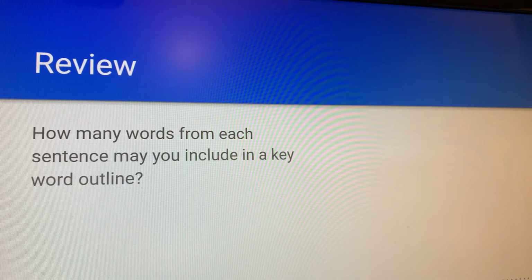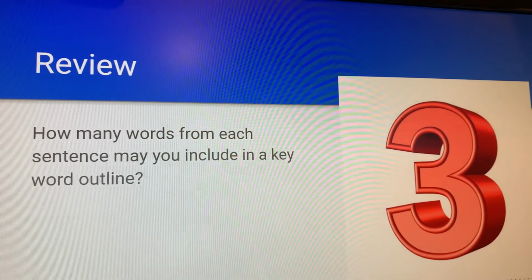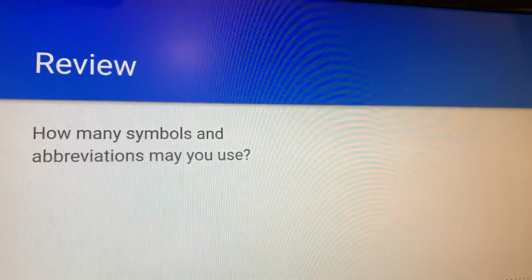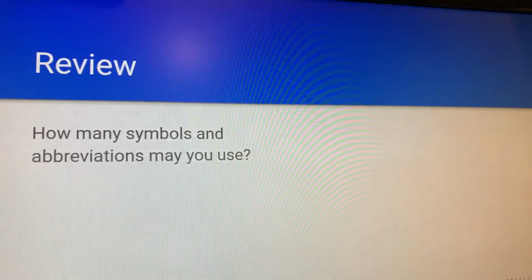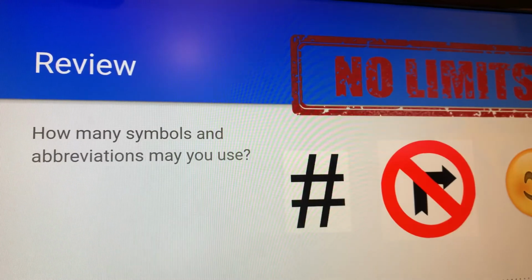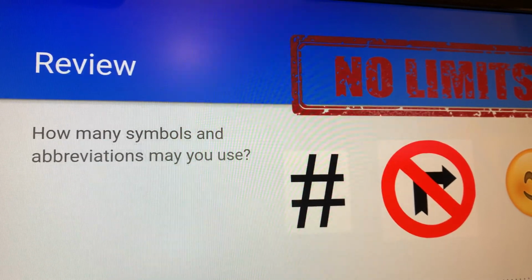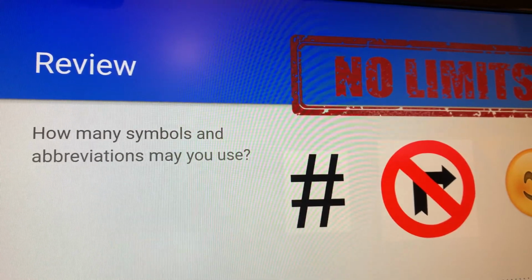How many words from each sentence may you include in a keyword outline? So on each line, how many actual words? Anybody? If you said 3, you are correct. That's right. How many symbols and abbreviations may you use? The answer is there are no limits. There's no particular number of abbreviations or symbols, pictures, drawings that you're allowed to use on each line.